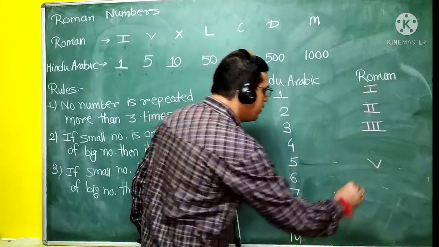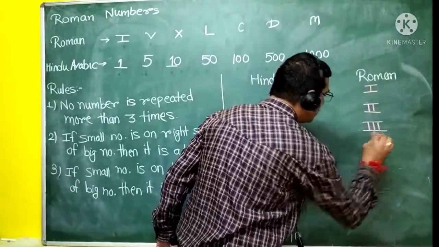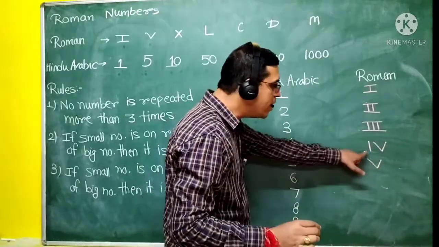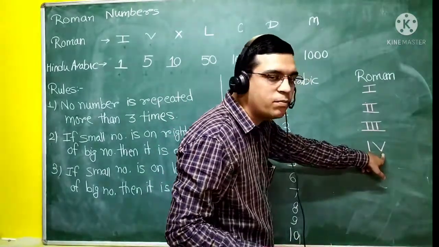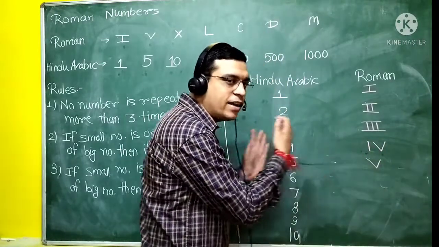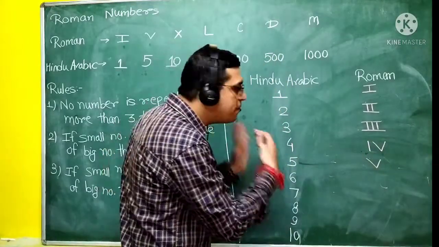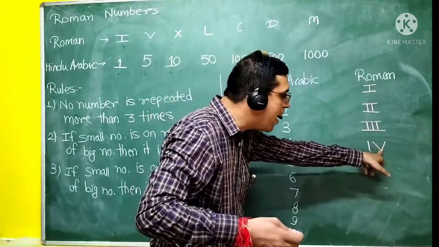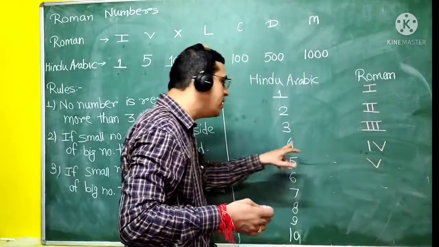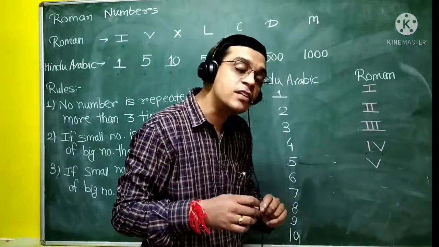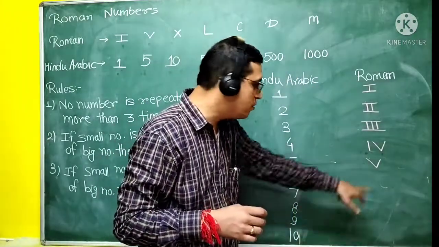So there is a 5 and there is a 1. 1 is a small number, 5 is a big number. A small number is on left side of the big number. That's why it is subtracted. 5 minus 1, that is 4. इसीलिए हम 4 को ऐसे लिखते हैं. This is the rule. Now this is 5.